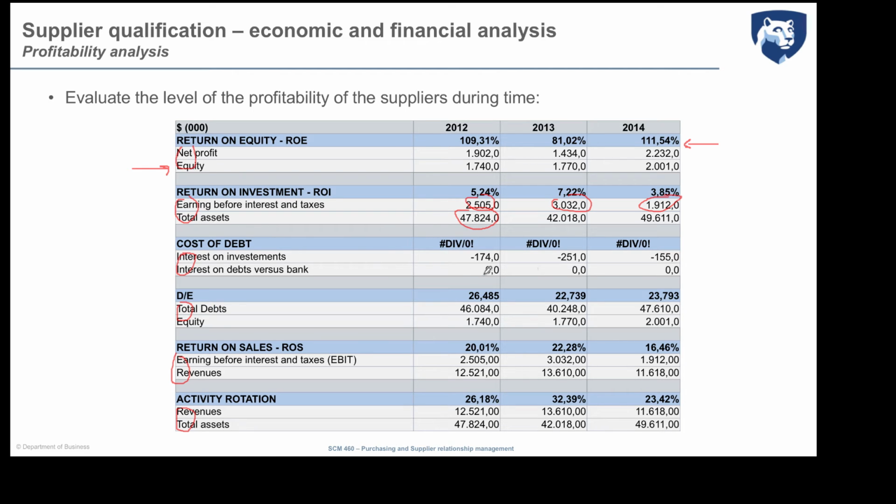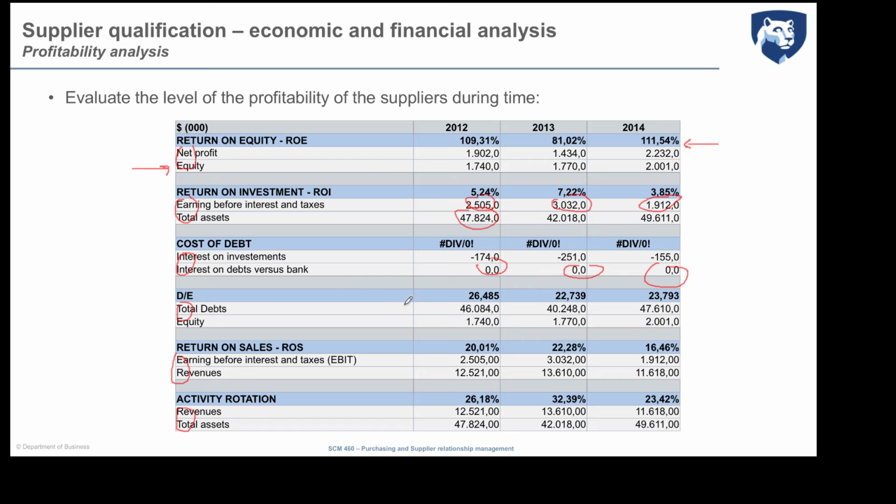In this case here you have a weird value because this company doesn't have interest on debt versus banks, so it doesn't borrow money from banks, so you don't have cost of debt. So it makes sense that it is not available because you have just interest on investment. So you're just receiving some interest from investments that you have made, like for example lending money to other companies.